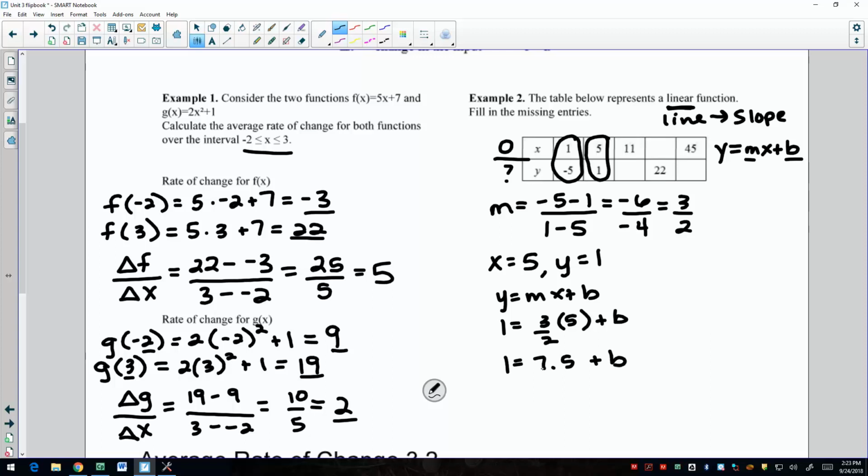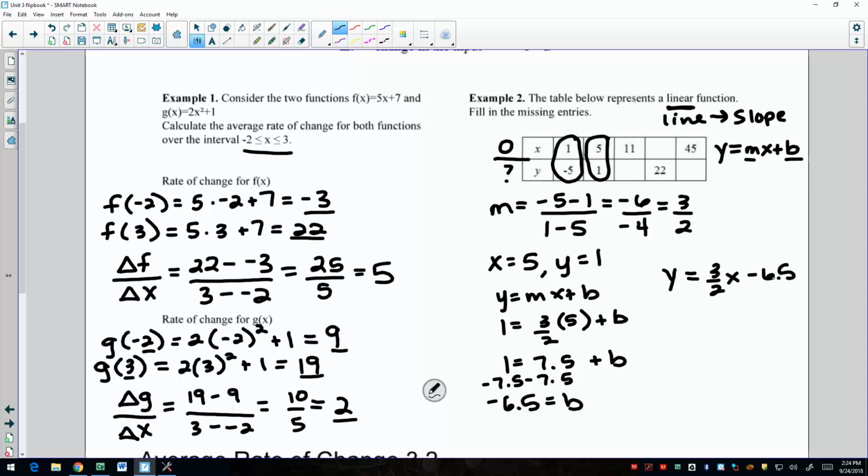And then when I get b alone, I'm going to subtract the 7.5 over to the other side. So b, unfortunately, turns out to be not that nice of a number, but it's negative 6.5, which isn't too terrible. So now I know the equation of the line that would give me these points up here in this table. It would be y equals 3/2 x minus 6.5.